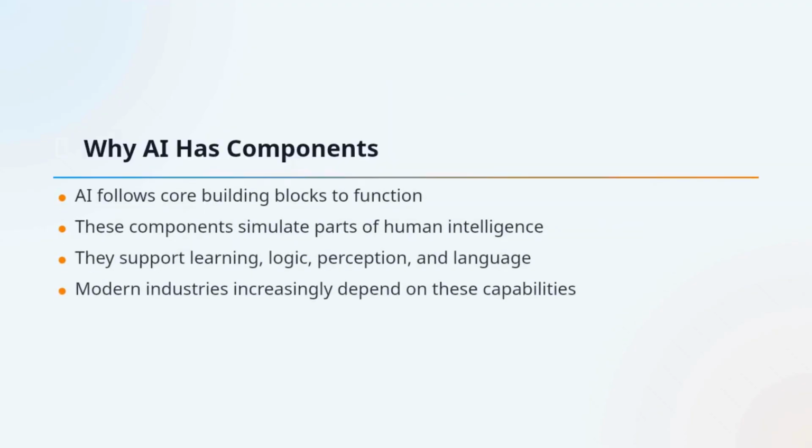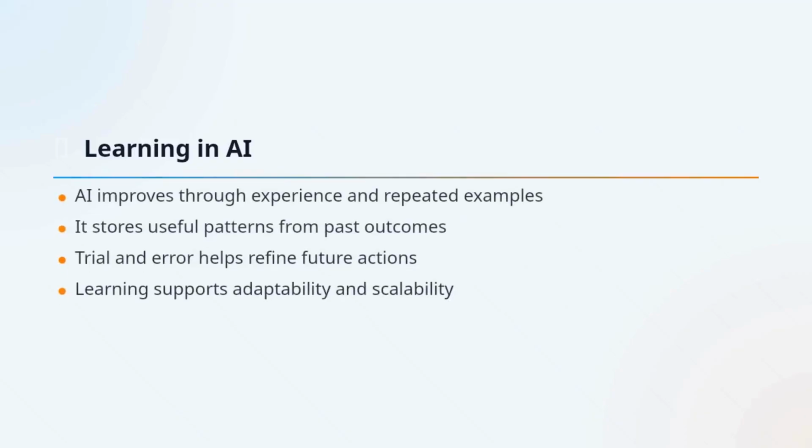Even though AI can look magical from the outside, it actually runs on a few core components. These are the basic capabilities that allow machines to do things that feel intelligent, like learning from experience or understanding language. The article highlights how important these components have become across industries such as healthcare, law, public safety, and enterprise automation. So before we study each one, it helps to see AI not as one single thing, but as a combination of essential functions.